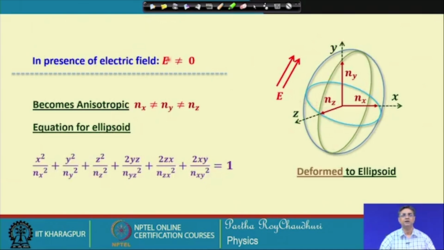Now, in the presence of the electric field, when E is not equal to 0, you can see that the ellipsoid is now deformed, and the new equation to represent this ellipsoid may be given by this equation, where you can see that the cross terms are also appearing in the ellipsoid equation.